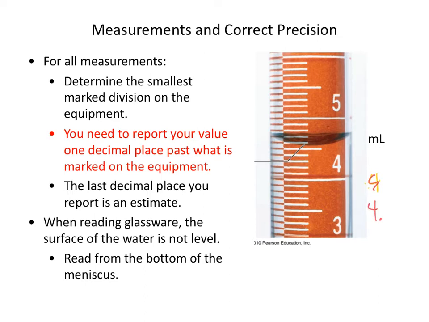I have 4 point, and then if I'm reading from the bottom of the meniscus, right, I'm definitely in between 4.5 and 4.6, so it's 4.5 something, and I'm sure about the 4.5, right? I have to estimate where it is between the 0.5 and the 0.6, and it looks like it's closer to the 0.6, and so I might call that 4.57 milliliters. So the equipment is marked to the tenths place, and so I have to estimate the last digit in the hundredths place.